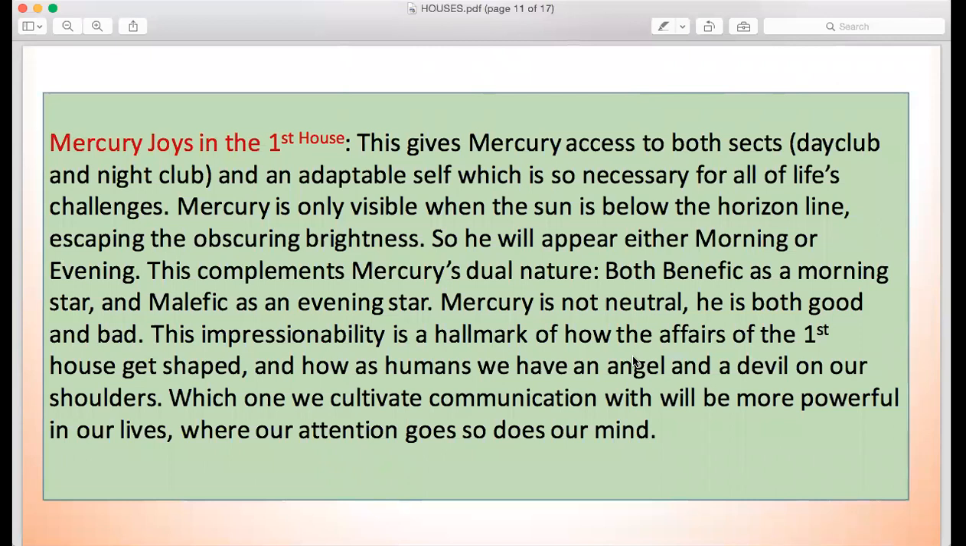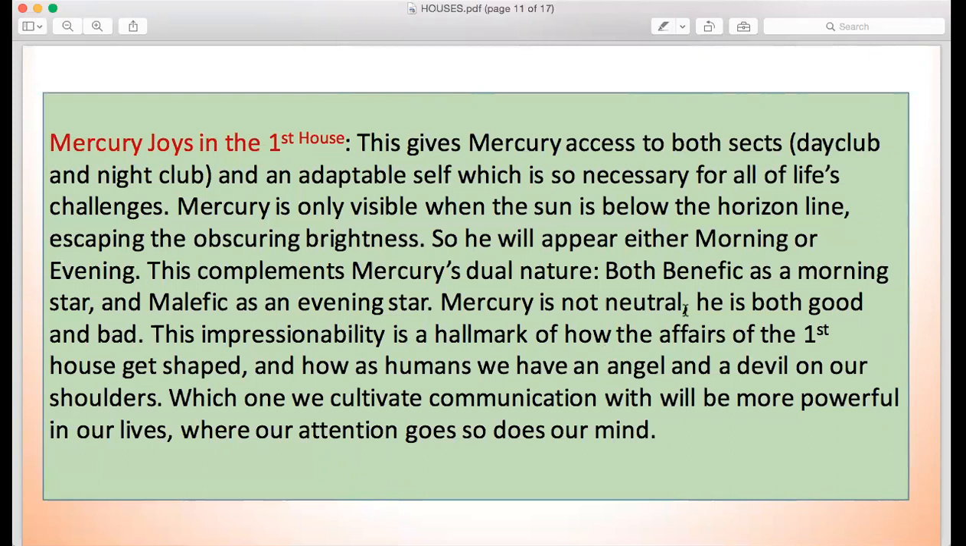And I kind of went over that just now. He's considered good as a morning star and malefic as an evening star, Mercury. I mean, it's kind of like we each have a good and a bad angel, but it's who we cultivate communication with and the way we communicate our consciousness, what's in our consciousness, that really develops us. Mercury is hugely important for developing the consciousness of the sun.